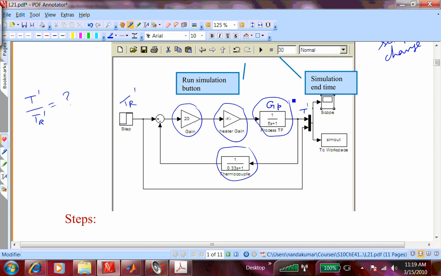So I'm going to call this GP, the process transfer function. I'm going to call this GM, the measurement transfer function. Okay, and I'm just going to call this GQ and GK for the controller. Okay? So, let me just put some symbols in between. We call this X1 and this X2. The link between GK and GQ, I'm calling X1. Between GQ and T prime, I'm calling X2. I'm just defining my streams and I'm defining the blocks so that I can now write down a system of relationships between the input and the output, with the goal of getting the eventual relationship between the input and the output. The output is T prime, the input is TR prime.